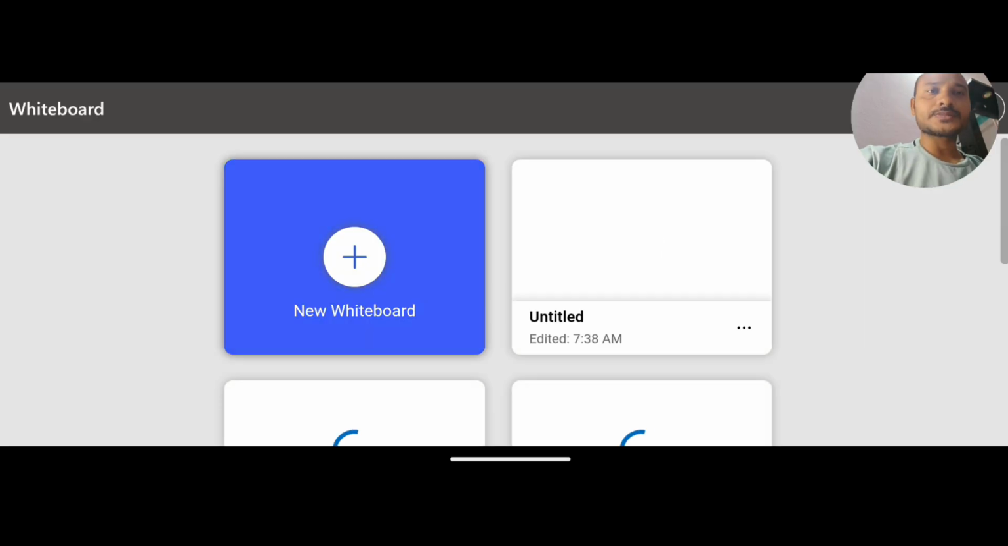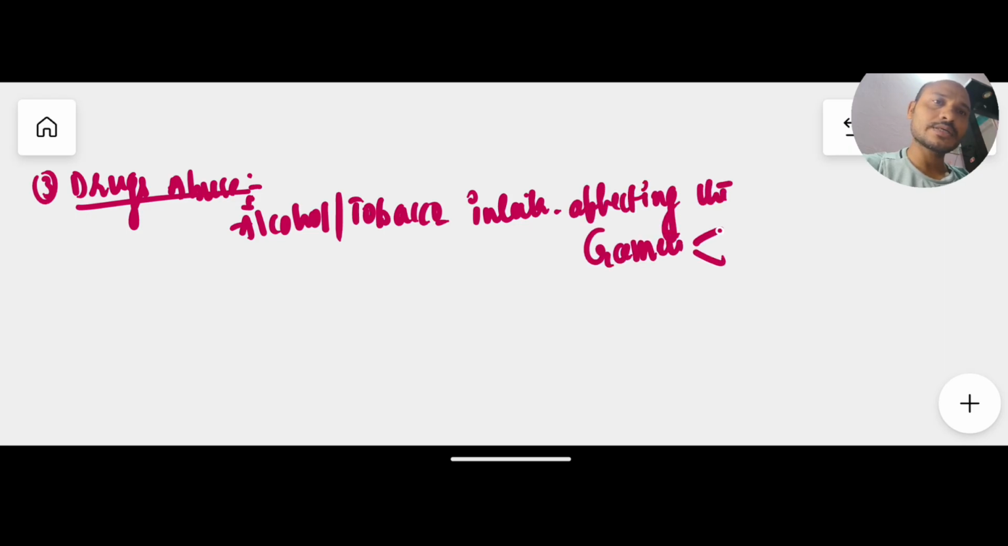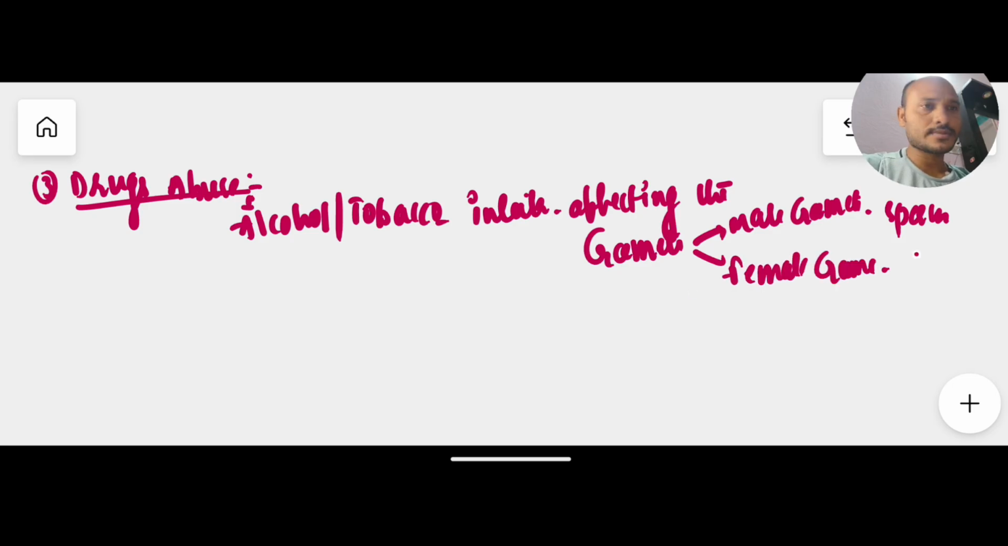And we move on to another reason for infertility, that is drug abuse. The third one, drug abuse. Drugs here are like alcohol or tobacco chewing or intake, which affect the gamete quality. Gametes are the male gamete, which is sperm, and the female gamete, which is ovum. The ovum is also called the egg. So chewing tobacco or alcohol drinking will affect the gamete quality.